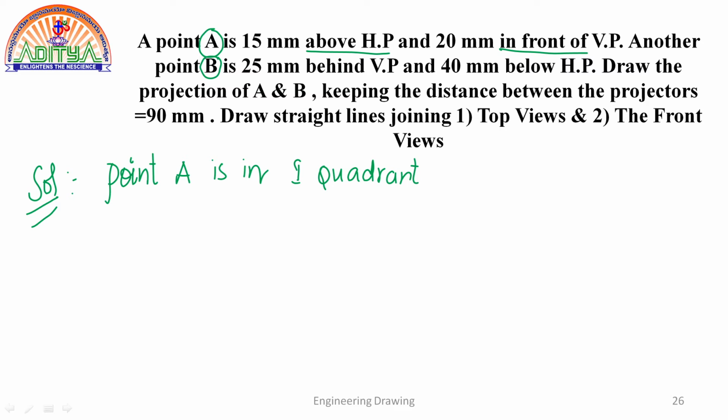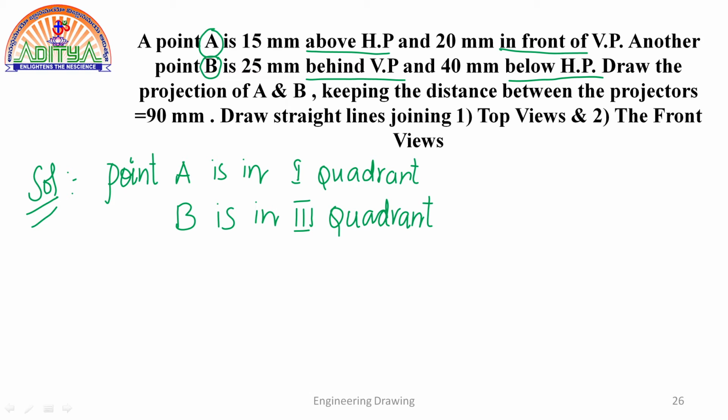Clear? Okay. Next, another point B is 25 mm behind VP and 40 mm below HP. Now see here, point B is behind VP and below HP. So behind VP, below HP means in which quadrant is point B located? Point B is in third quadrant. Okay. Point A is in first quadrant. Point B is in third quadrant.